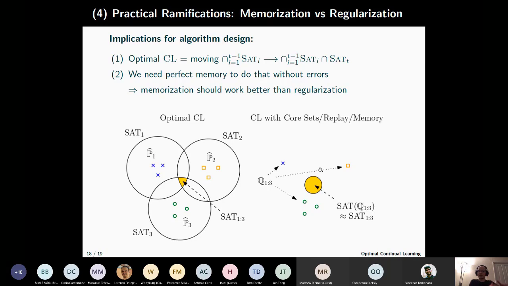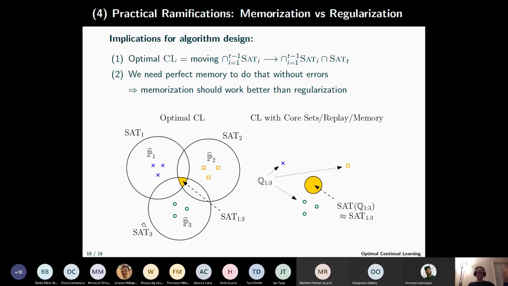Because implicitly, when you're using a regularizer, you're superimposing a lot of structure, a lot of ideas geometrically, about how you would move from one intersection to the next. In contrast, if you just use a memorization technique, you're not really imposing much about how this movement would happen from one intersection to the next.